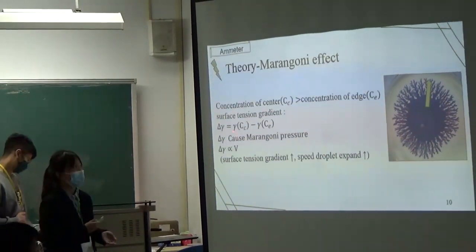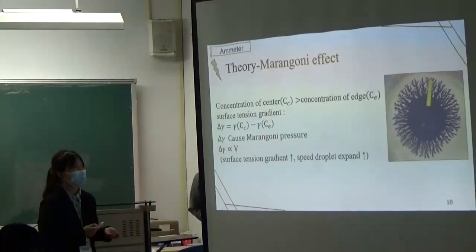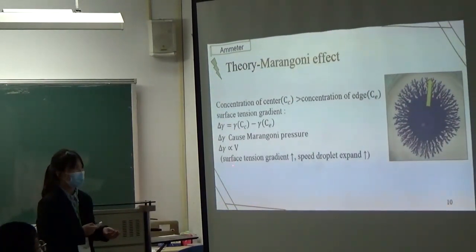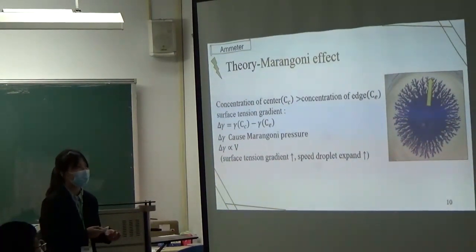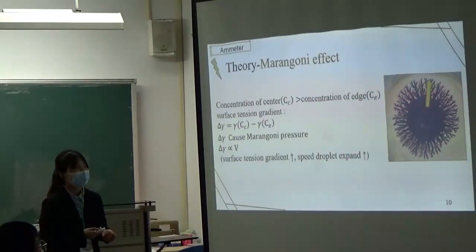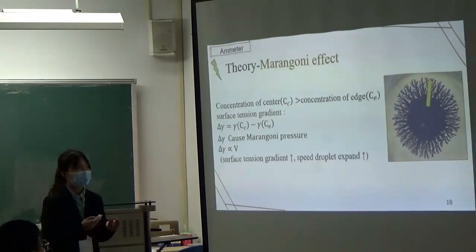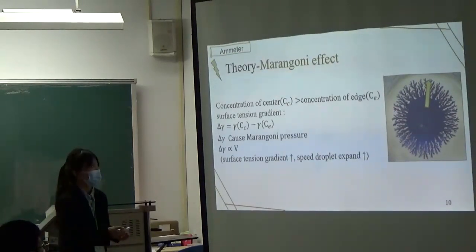And the surface tension gradient will cause the Marangoni pressure. As the surface tension gradient increases, the Marangoni pressure will also increase, and the droplet expanding velocity will become faster.